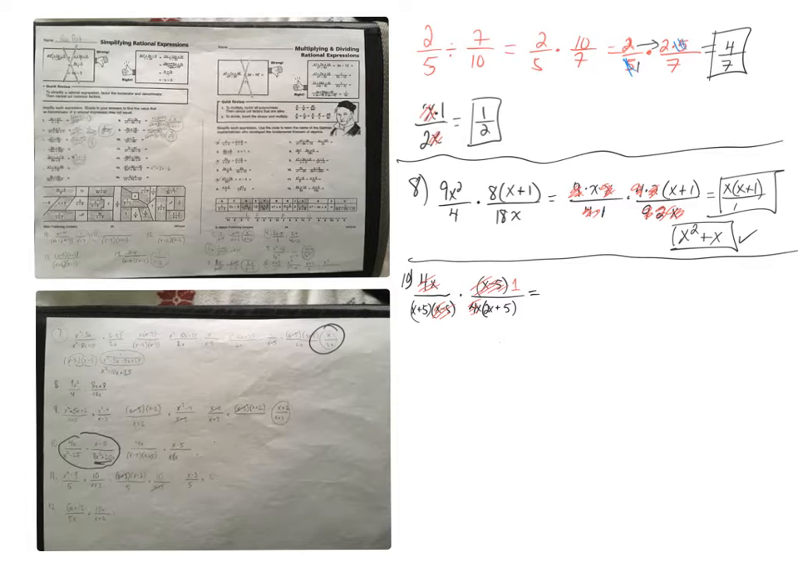So we'll say we have 1 over x plus 5, and then the denominator 2x plus 5. And if you want to multiply that all together in the denominator, we're going to get 2x squared, 15x, and 25. So that would be my final answer for 10.